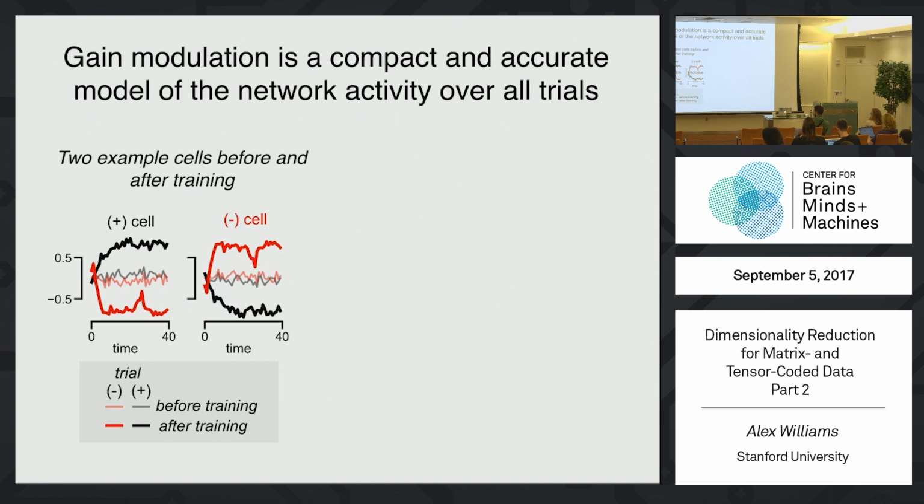So if you look at this one particular cell, these two grayed out traces are early before training, versus after training, where the black trace is much higher and the red trace is much lower. And they've been scaled comparably. Likewise, you can find cells that have the opposite behavior, that respond by increasing their activity when the input is negative and decreasing their activity when the input is positive.